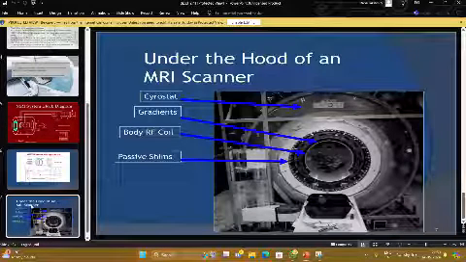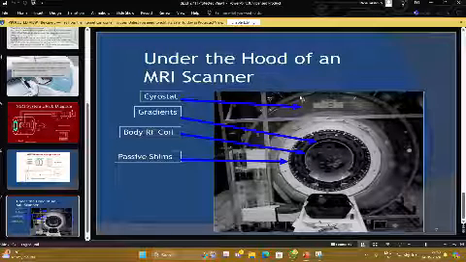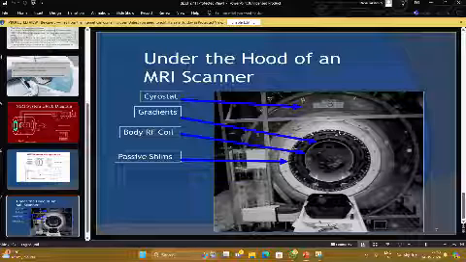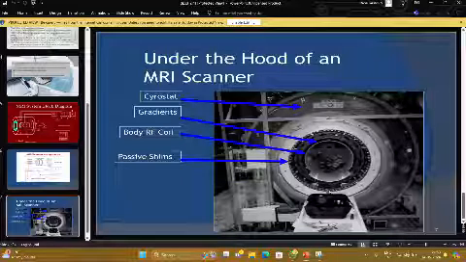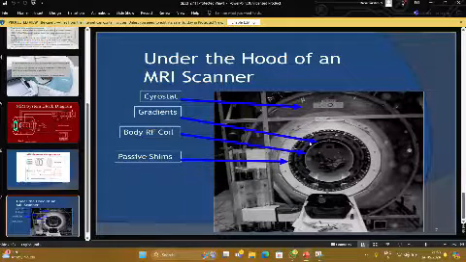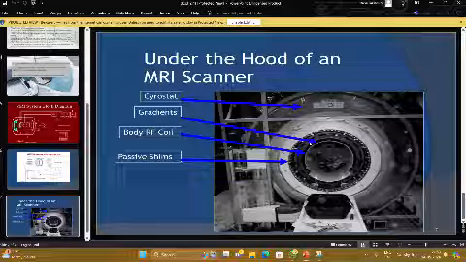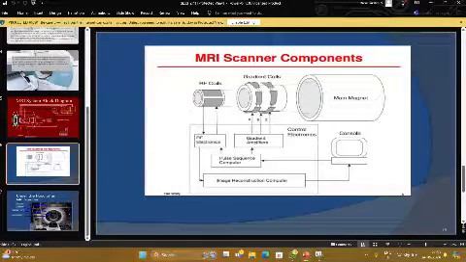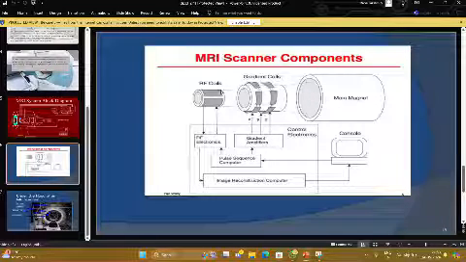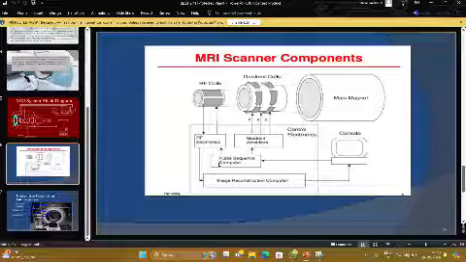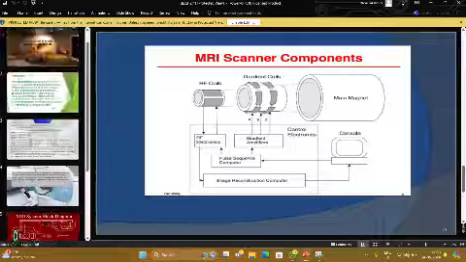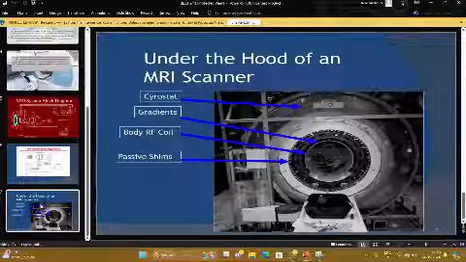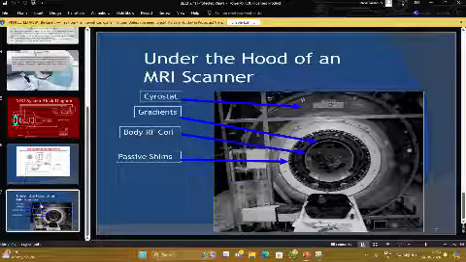Now, under the hood of an MRI scanner, you can see in this picture clearly, you have the cryostat, gradients, body RF coil, and passive shims. These passive shims help the patient go inside and give the image of the whole individual. You can look here. The RF coils, gradient coils, and main magnet are connected one by one, and amplifiers and electronics are connected. In these electronics, digital circuits play a huge role. Without digital circuits, you can't run an electronic machine. In that way, digital circuits help this MRI scanner.